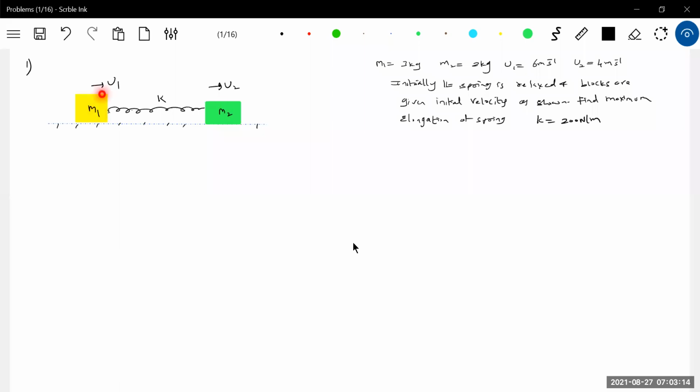Blocks are given masses, they are given velocities. Initially the spring is relaxed, write it x equals 0. They are kept on a smooth surface. It's asking for the maximum elongation of the spring. So where is that maximum elongation or compression?